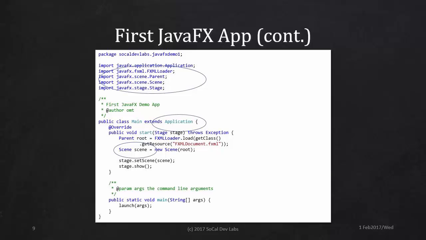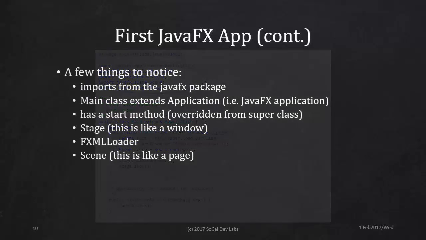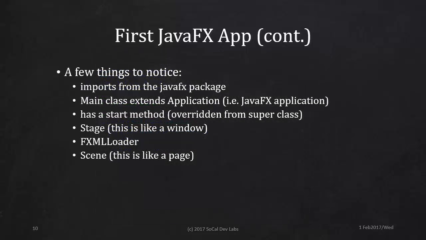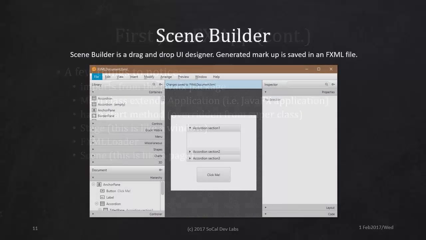In this one we are loading the resource and we are building up the scene based on this root, and we are setting the stage and showing the application itself. Please notice that the stage is just like a window, a scene on the other side is just like a page. We may have multiple pages, we can swap them on the fly, we can show different things to the user throughout the application.